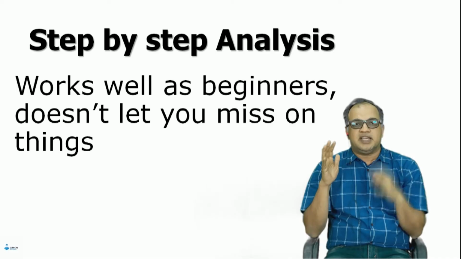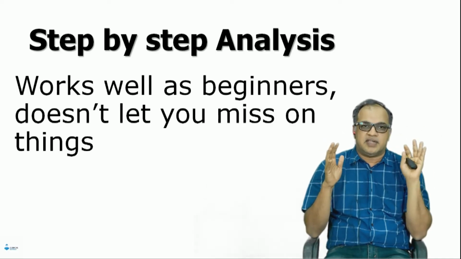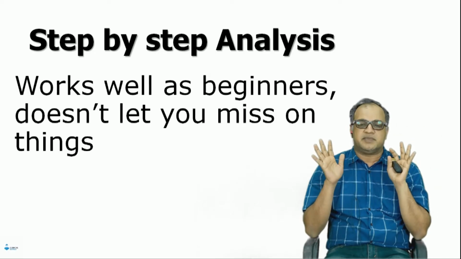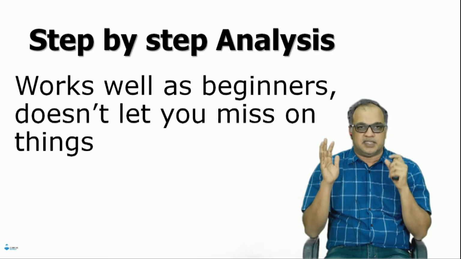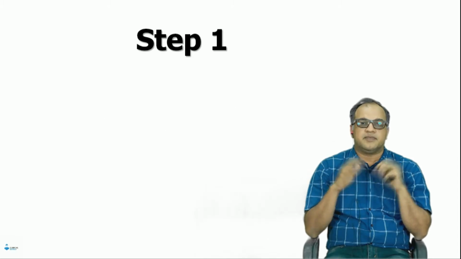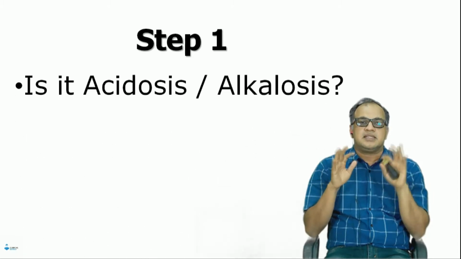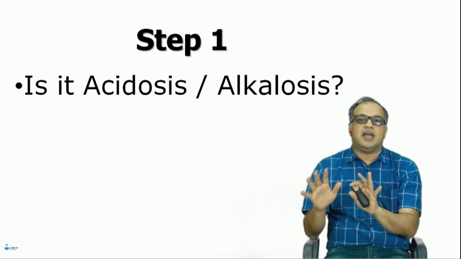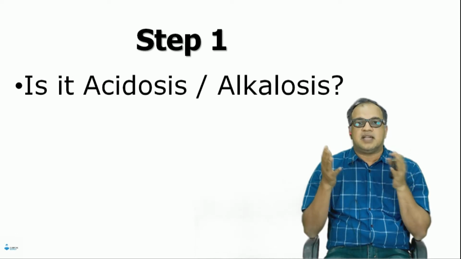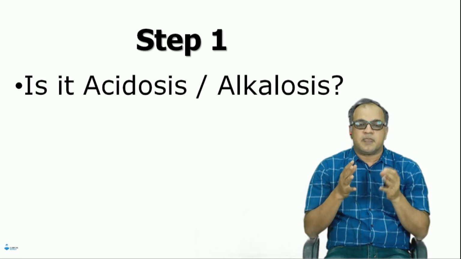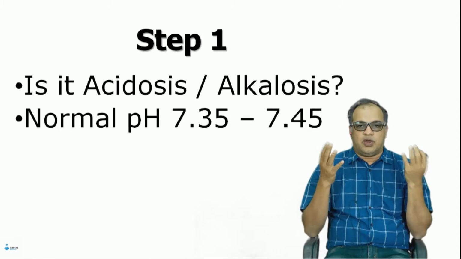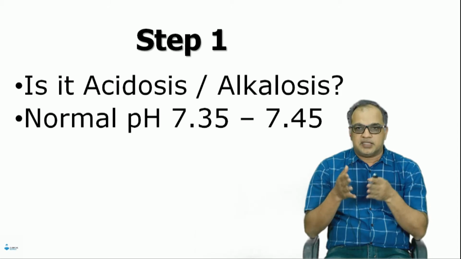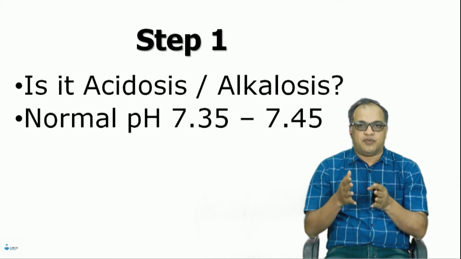Whenever you see an ABG, we have done oxygenation and ventilation, this time only acid-base. So whenever you see an ABG, what is the first thing we will see? Step 1: is it acidosis or alkalosis? Acidosis and alkalosis has to be seen only and only from the pH. We all know that the normal pH is 7.35 to 7.45.